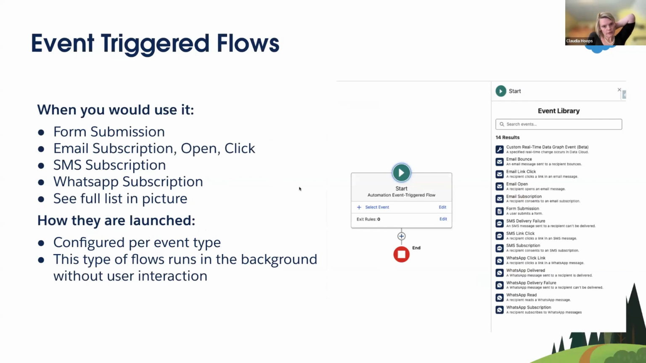For event-triggered flows, when do we want to use them? We want to use them for form submissions. You can see the full list of what event-triggered flows are available for on the screenshot on the right-hand side here. But for any kind of submissions or, for example, email opens or clicks, WhatsApp subscription, you can see the full list in the picture as well. Then how are they launched? They are configured per event type in the background. And once they're set up, they run at the back without more user interaction in the front.